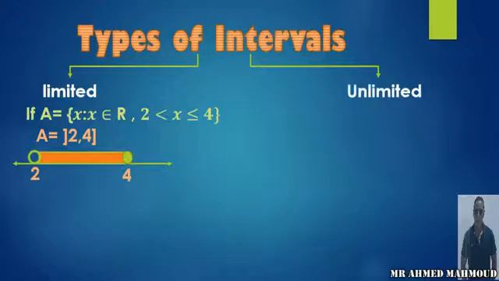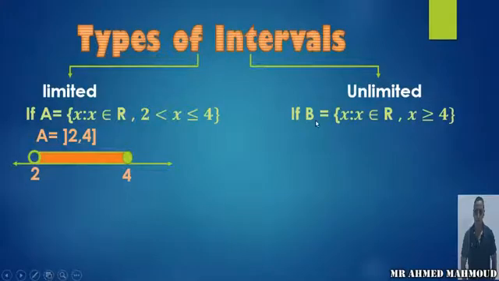The other kind is called unlimited interval. An unlimited interval is an interval which has a start and hasn't an end in one direction. For example, if we have set B such that x belongs to R and x is greater than or equal to 4, that means x starts from 4 with no end: 4, 5, 6, 7, 8, 9, 10 and so on with no end.